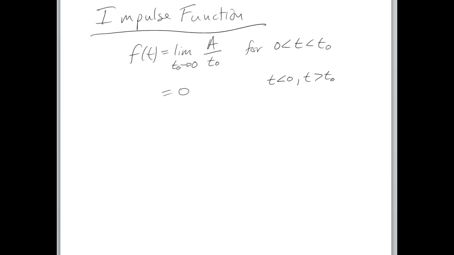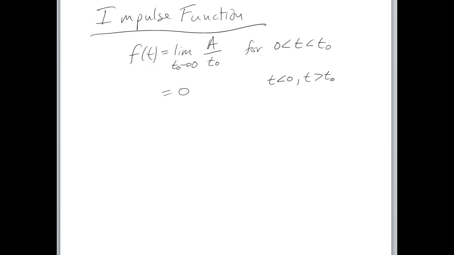By rearranging some terms, we see that the Laplace transform of our function f of t, which is a pulse function, becomes a divided by t sub 0 s times the quantity of 1 minus e to the minus t sub 0 s. So that's our Laplace transform of a pulse function. Now let's do our last one.